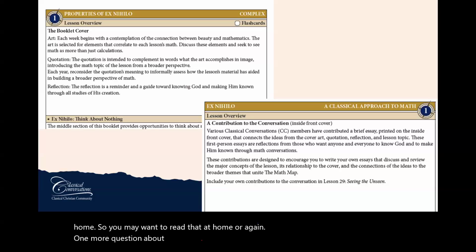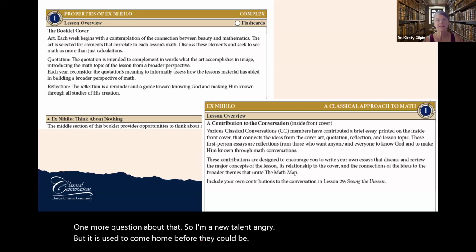So I'm a new Challenge A director. So my understanding is that, do the parents need to introduce this at home before they come to community, or as a director? As a director, you will go through this.